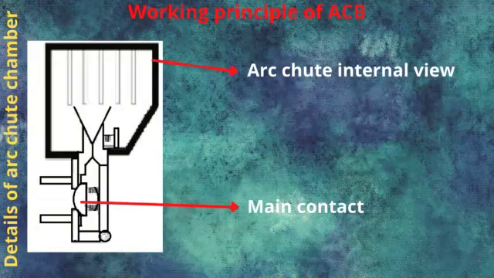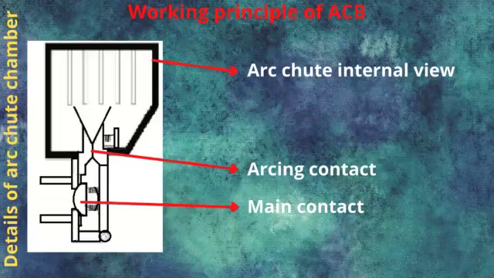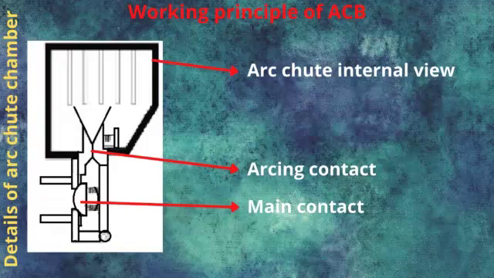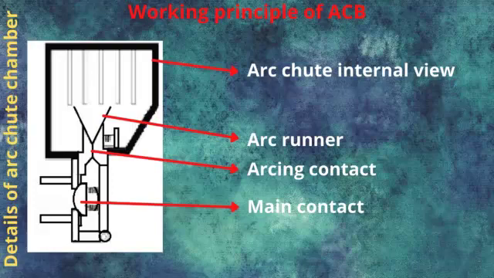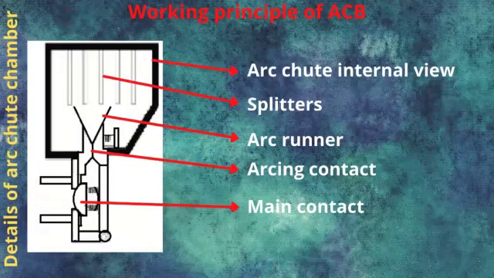Main contact releases when a fault occurs. Arcing contact releases when the arc reaches. Arc runner guides the arc to the splitters. Splitters absorb the arc fire from the contact.